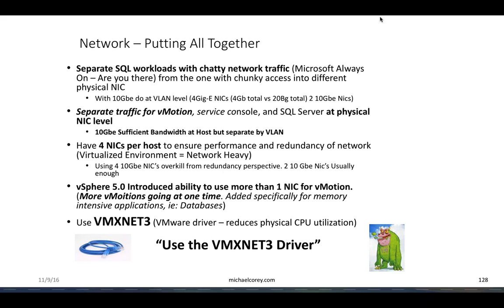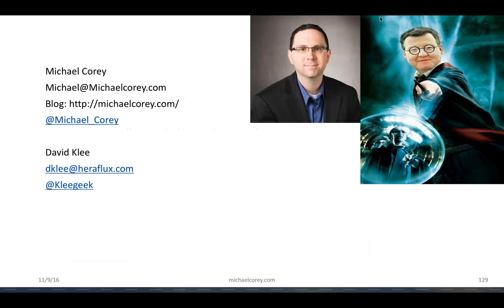But the thing you should really walk away with is multiple NICs and using the VMXNET3 driver. They used it in the Monster VM. It's really good for virtualized workloads, and so I would highly recommend it. So if you're not using that driver, you should be using that driver.